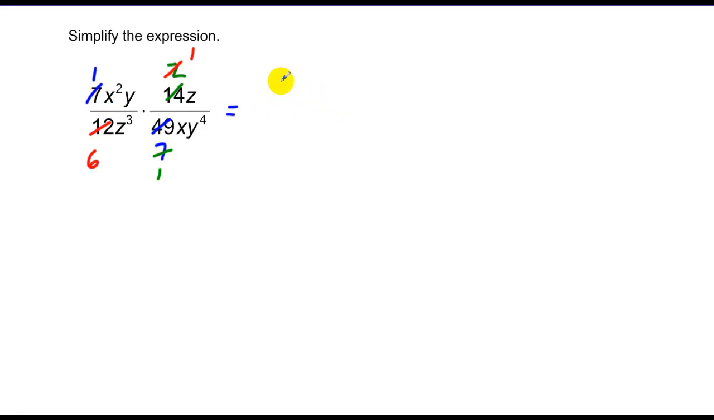So I can say I have x squared, y, and z. In the denominator, I have a 6, x, y to the 4th, and z cubed. So now we're down to just our rules of reducing exponents. This is nothing but multiplication and division, and I find the highest degree and then subtract and keep my answer where the highest degree was.